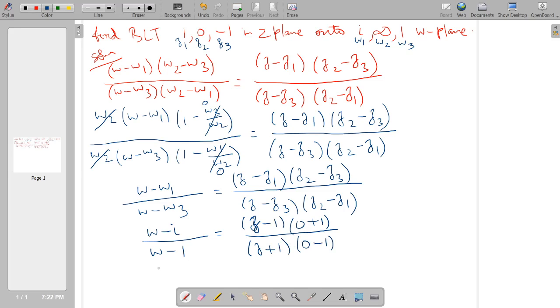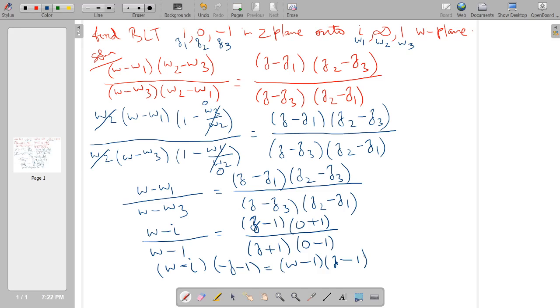Now I will simplify this. I'll have (w minus i) into (minus z minus 1). Okay, I'll multiply diagonally: (w minus i) into (minus z minus 1) is equal to (w minus 1) into (z minus 1).